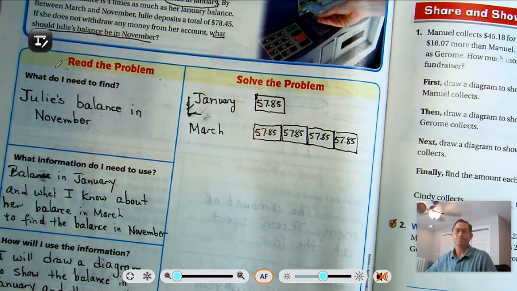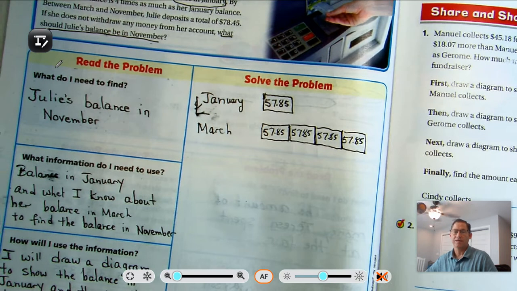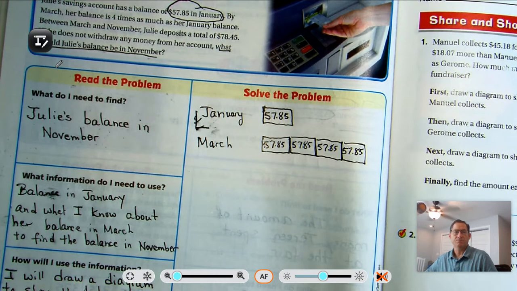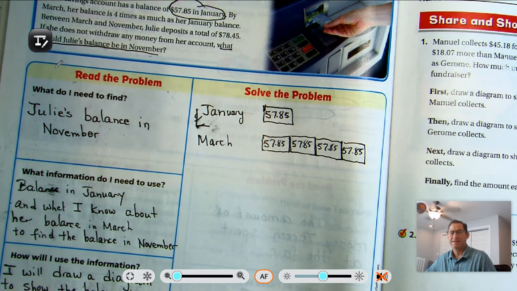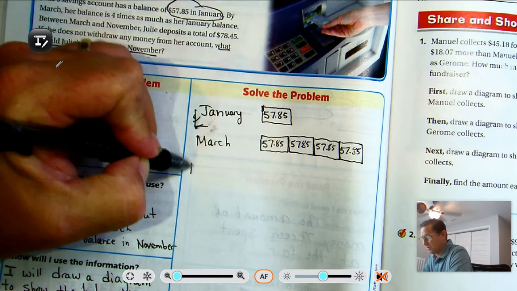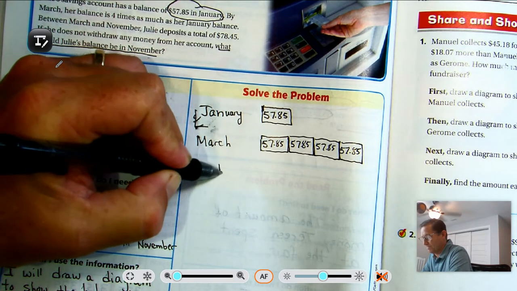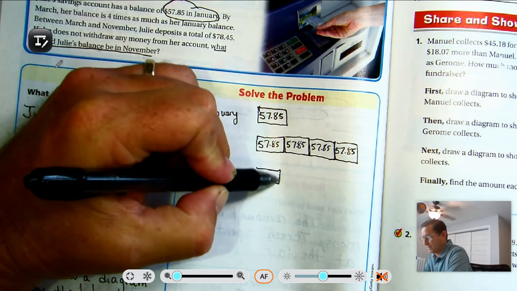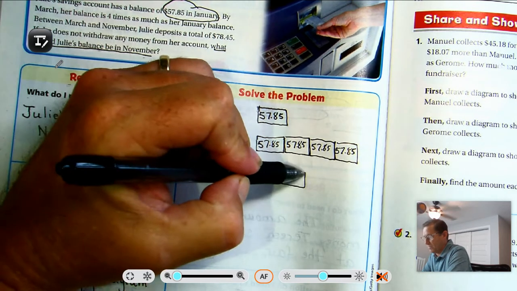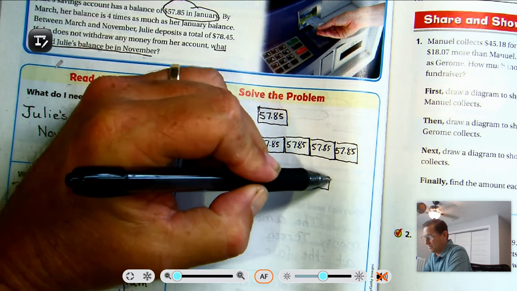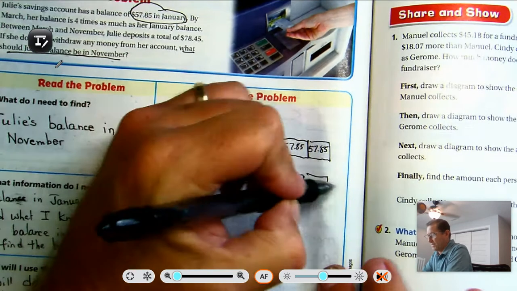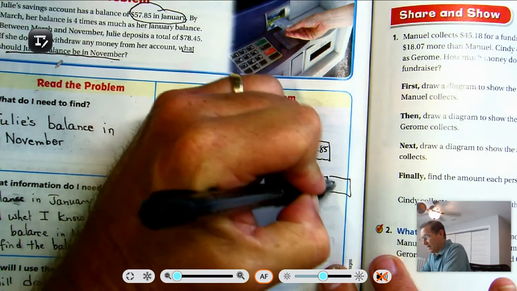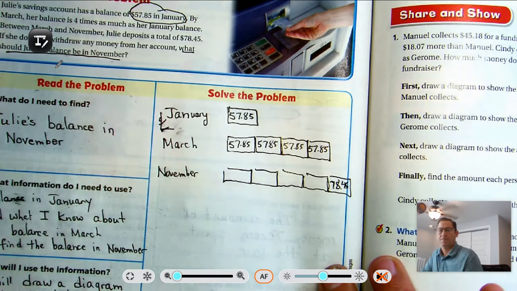Okay. So March again was 4 times as much as January. And then between March and November, she deposited 78.45. So I'm going to put November. And November is the same amount that was collected by March. And we're going to have one additional box to represent the 78.45.